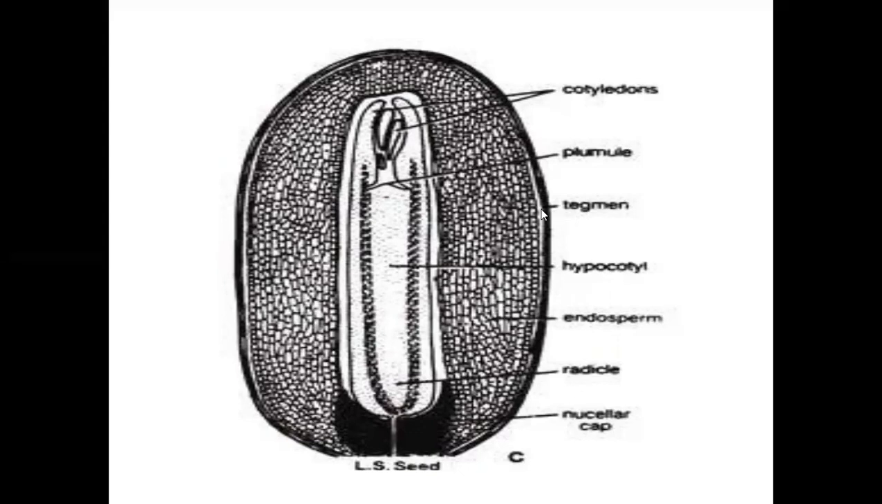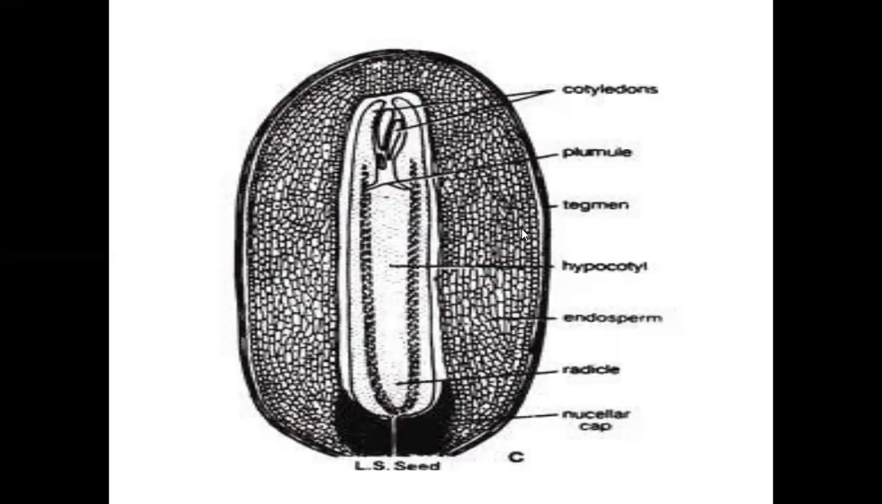Ovule coats, ovule envelopes, convert into seed envelopes. The seed envelopes are testa and tegmen. Testa is the outer layer, tegmen is the inner layer. These two layers protect the inner parts.